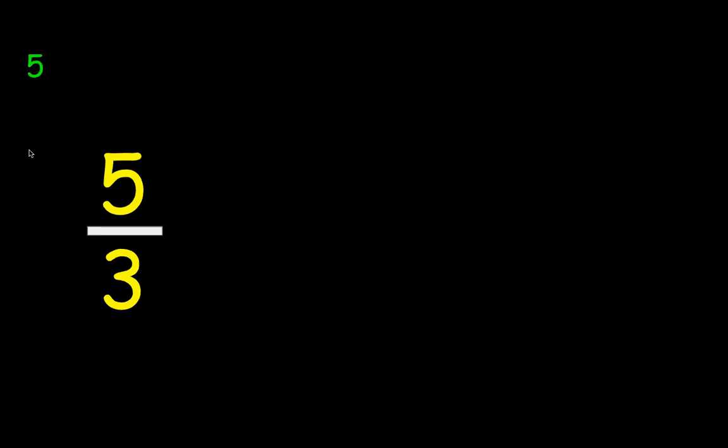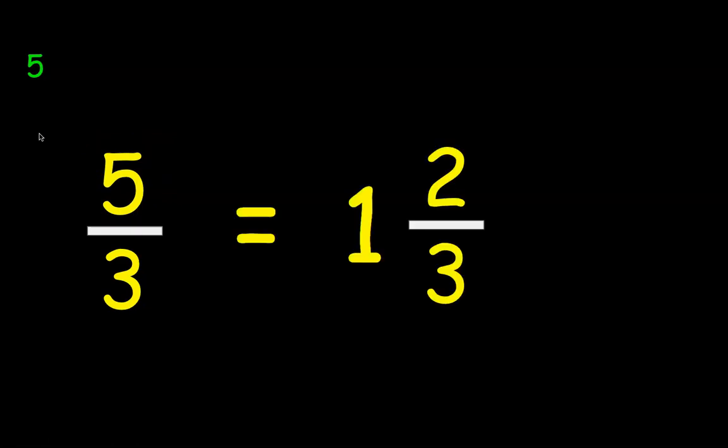Number 5. Pause if you like and continue when you're ready. Right, here we're dealing with thirds. How many thirds do we have? 5. How many thirds do we need to make a whole pizza? The answer is 3. 3 thirds makes a pizza. So I'm going to take 3 of these thirds, make a whole pizza, and how many will be left? 2. 1 whole pizza and 2 thirds.